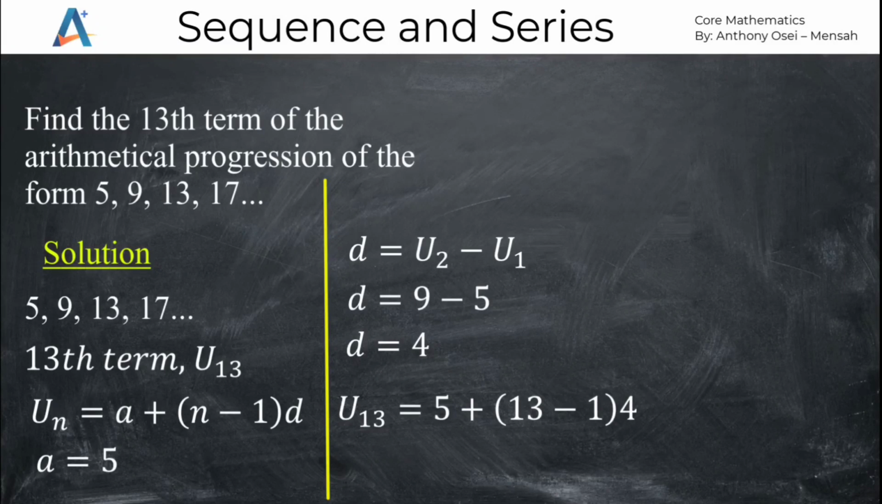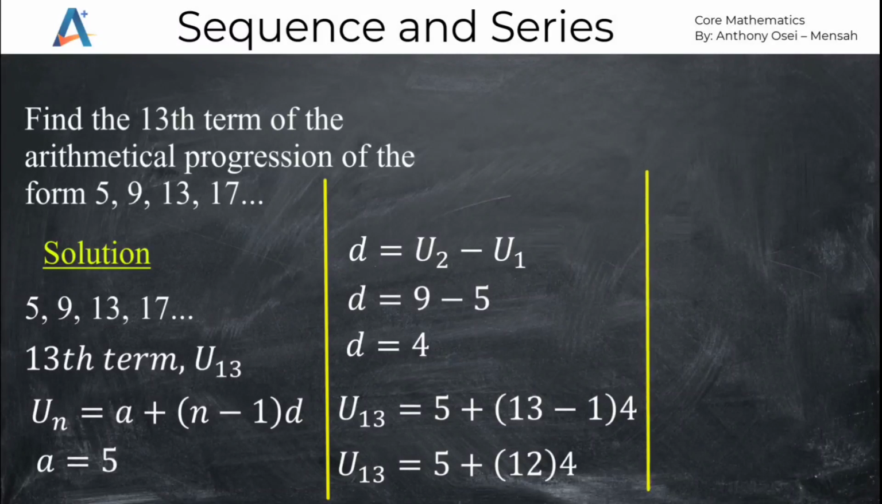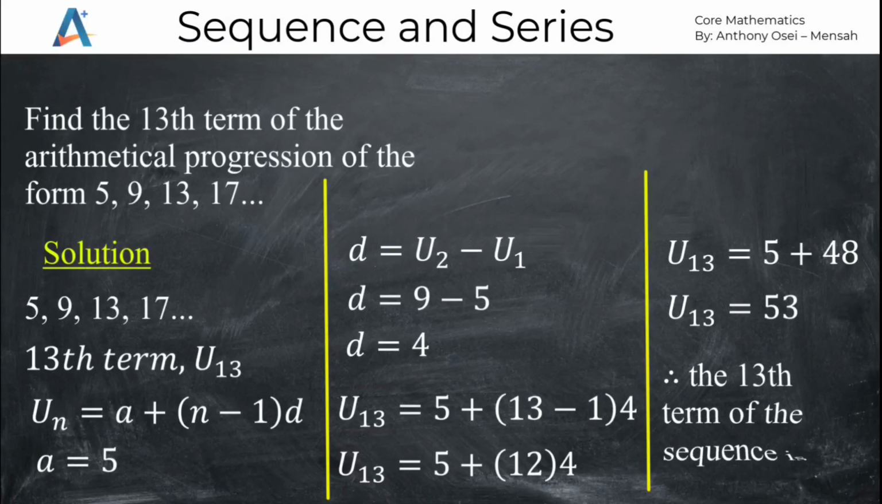Now we get U13 is equal to 5 plus 13 minus 1 is 12, so 12 times 4. Now 12 times 4 will give us 48 on the calculator. Now 48 plus 5 will give us 53. So U13 is equal to 53. So it means therefore the 13th term of the sequence is 53.